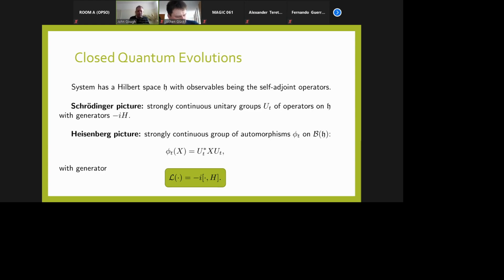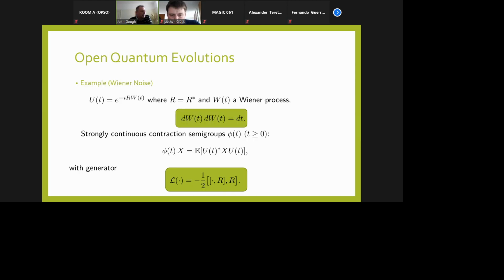Okay, so that's closed quantum evolutions, but we've been talking quite a bit about open quantum evolutions. And to give an example of this, what we could do is just remove the Hamiltonian altogether and just consider what would happen if we allowed our system to evolve according to the following unitary. So it's a unitary family parameterized by time. We have a self-adjoint operator R, and we have e to the minus iR, and instead of time, we take something like a Wiener process.